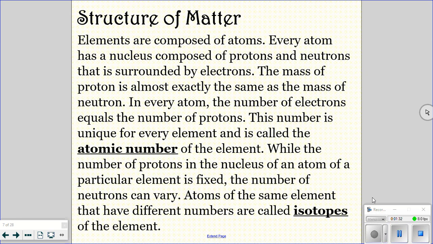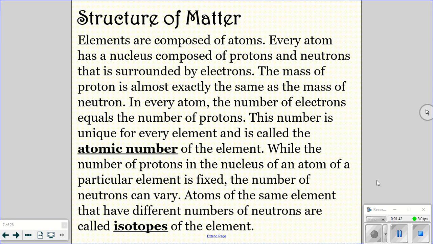While the number of protons is fixed, the number of neutrons can vary. The atoms of the same element that have different numbers of neutrons are called isotopes of that element. So if you have a different number of neutrons, that's what's going to make it an isotope. Hopefully you've heard of isotopes before.